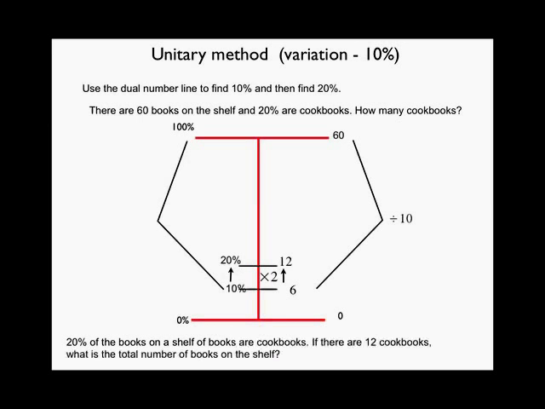We can always use the dual number line to go backwards. In this instance, this problem of 20% of books on a shelf of books are cookbooks. If there are 12 cookbooks, what is the total number of books on the shelf? In this instance, we would work backwards. We would divide by 2 and then multiply by 10. Backtracking to get back to the original value of 60 books.